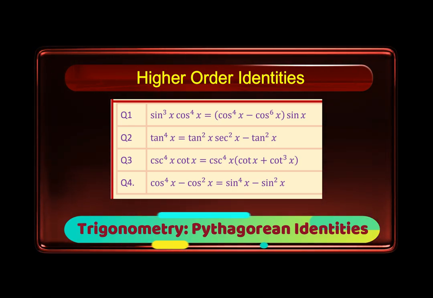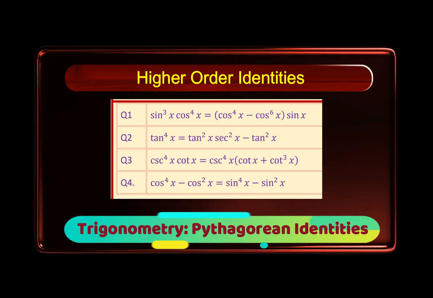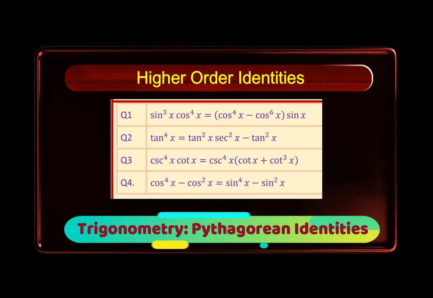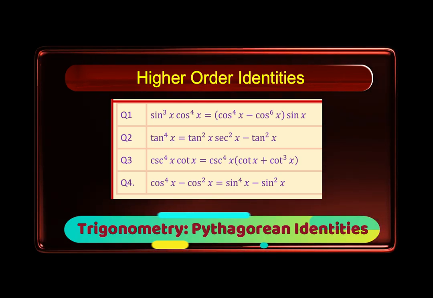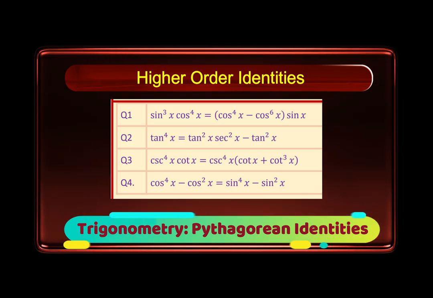Here are 4 questions based on Pythagorean identities. All of them have higher orders. Let us see how to solve such questions.